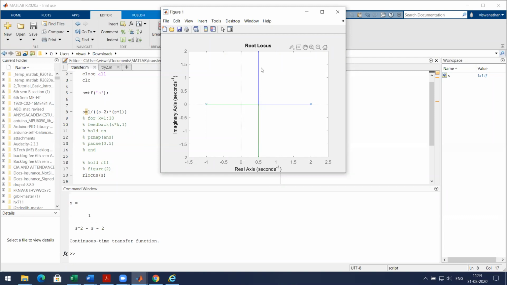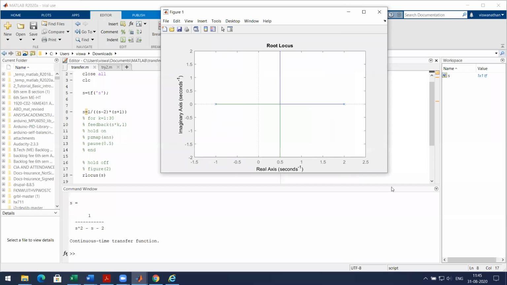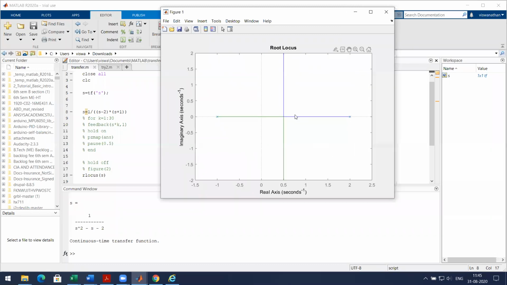Now, how do you make this shift to the left side? What do you do to make it come towards the left? Are you understanding the question? This is a system for which the system is unstable. For whatever value of k you use, this will be unstable only.